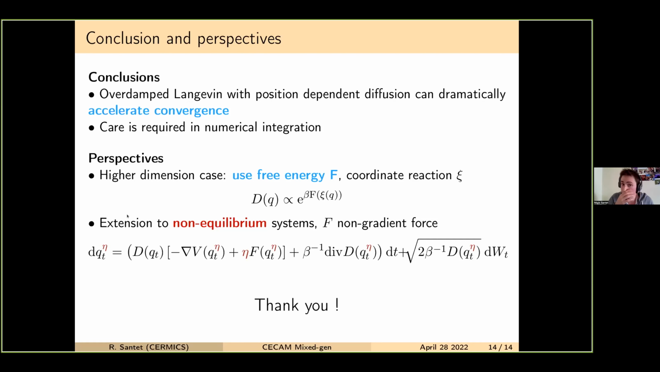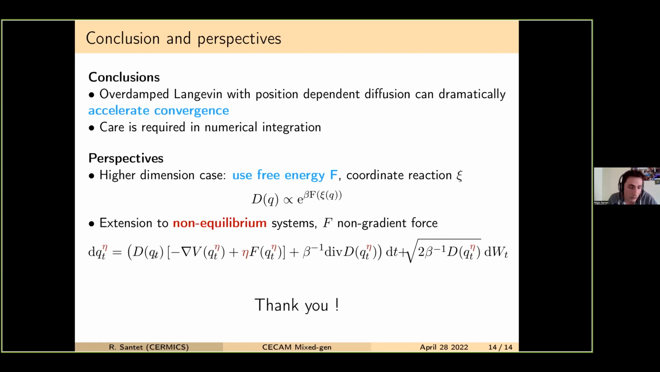And the future work for my PhD is to adapt this diffusion coefficient implementation towards a higher dimensional case, maybe using the free energy along with the reaction coordinate psi here. So instead of having this exponential of beta V, we have the exponential of beta F of psi of q, which means that we can cross free energy barriers. And this can help also for rare events.